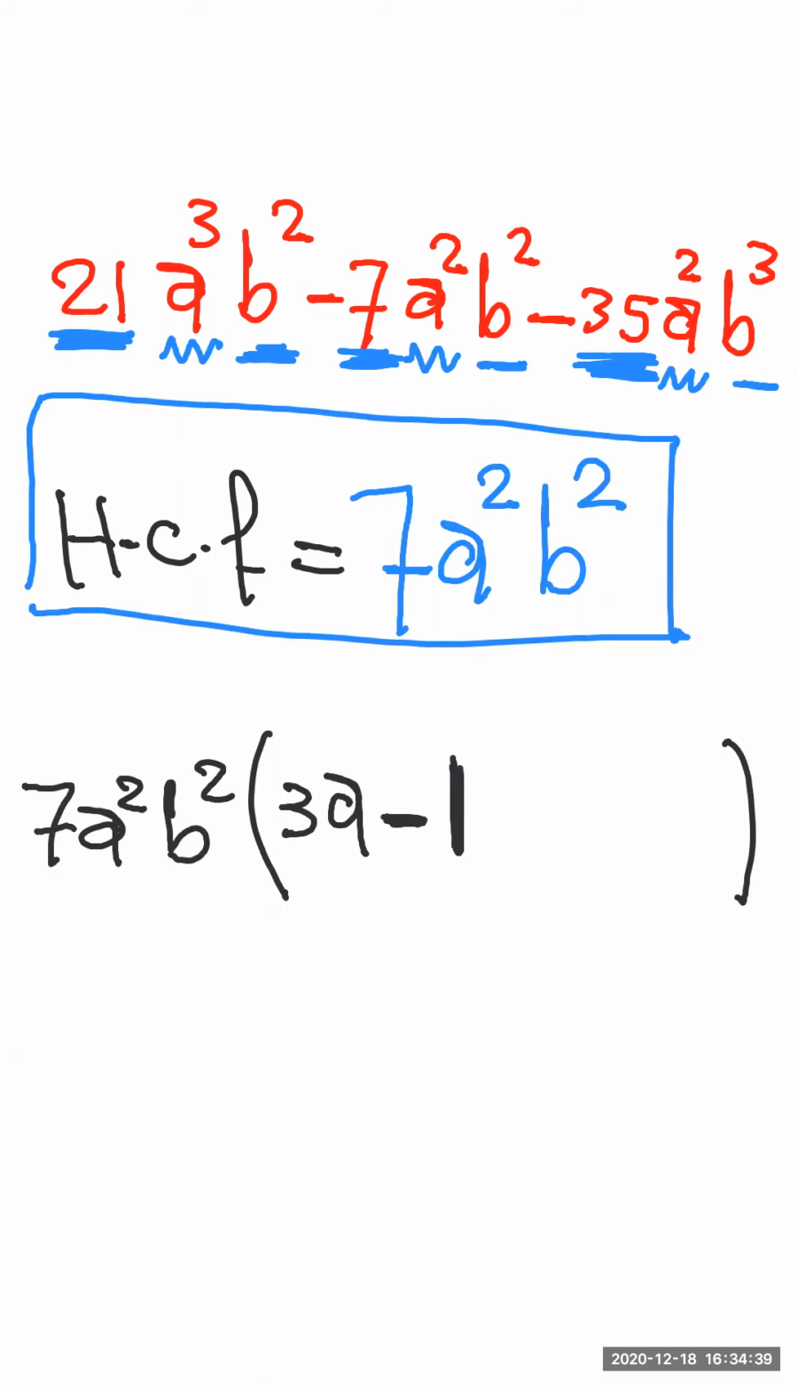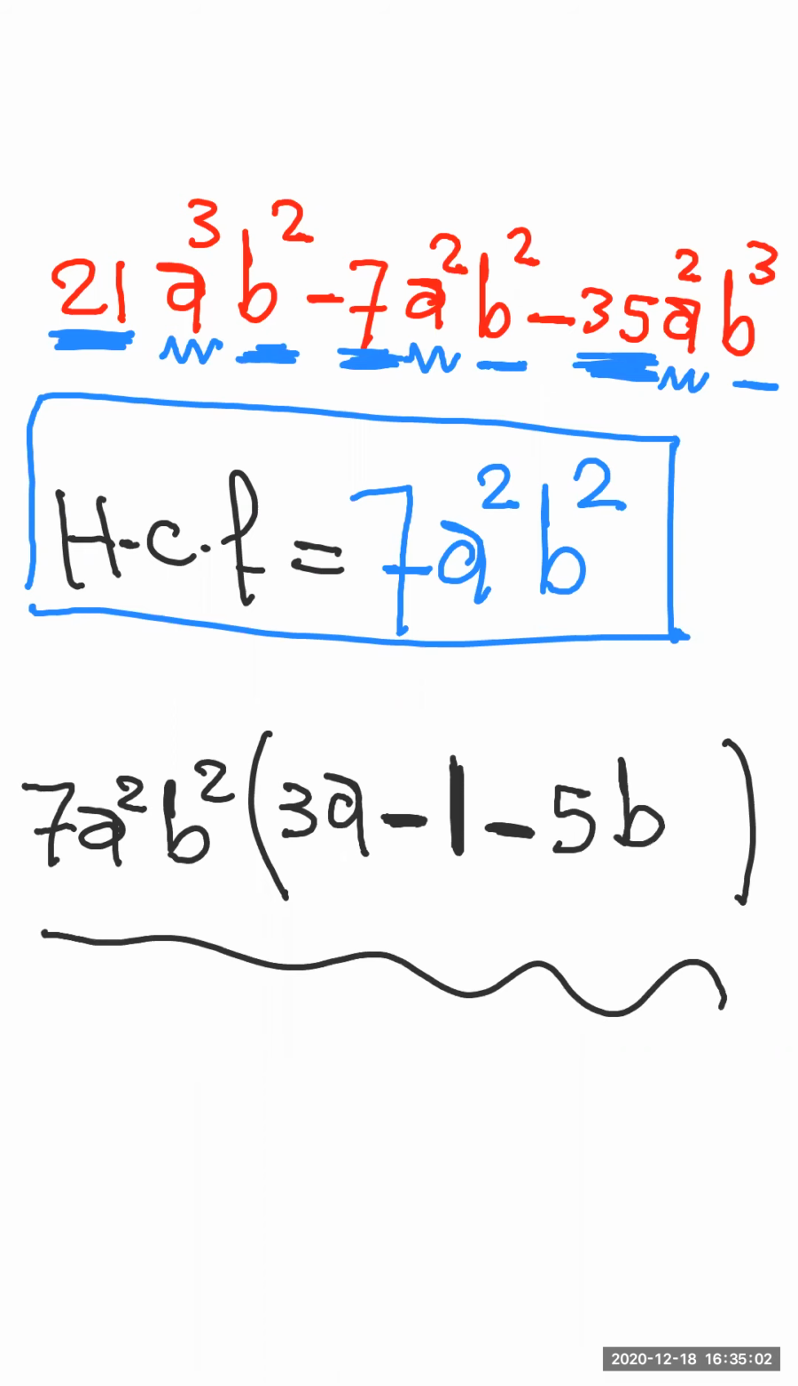If there is a variable, I don't have to write the number 1. If there are no variables, then I have to write 1. Okay, then minus 35 divided by 7, it's 5. A power 2 divided by a power 2, it's 1. B power 3 divided by b power 2 will equal b. So this is the factorization.